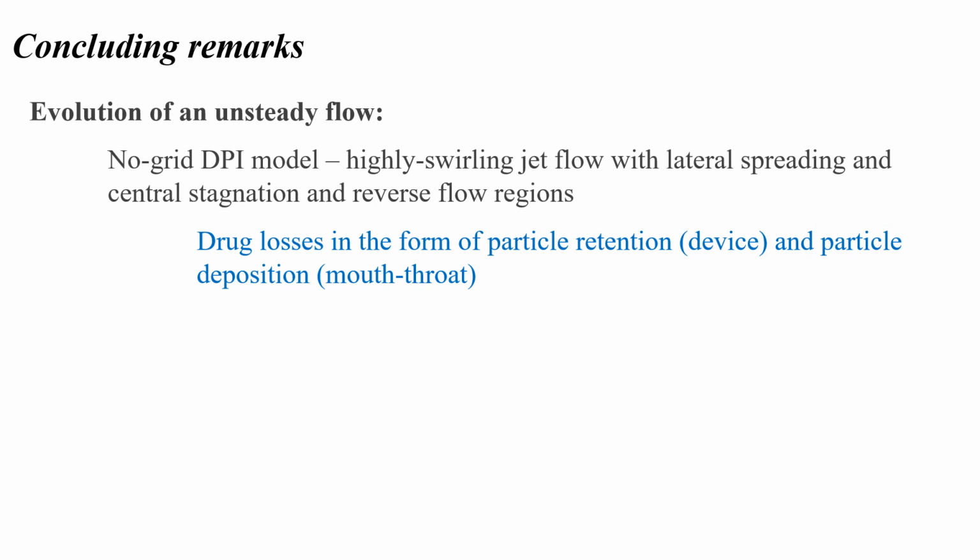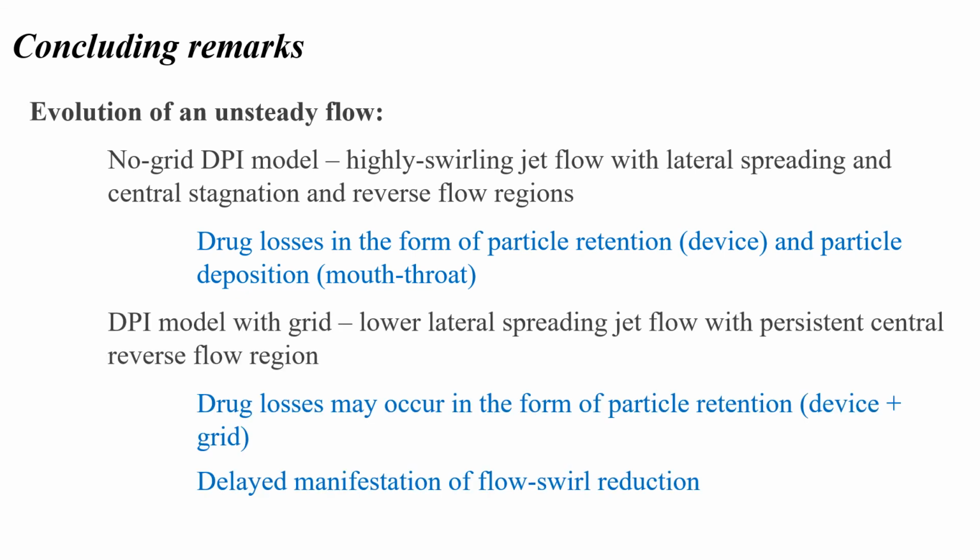To conclude this presentation, I would state that the evolution of an unsteady flow from DPI models with tangential inlets showed that for a no-grid DPI model, the emerging jet flow is highly swirling, which causes large lateral spreading and central stagnation and reverse flow regions. These can lead to drug losses in the form of particle retention in the device and particle deposition due to impaction in the mouth-throat region.